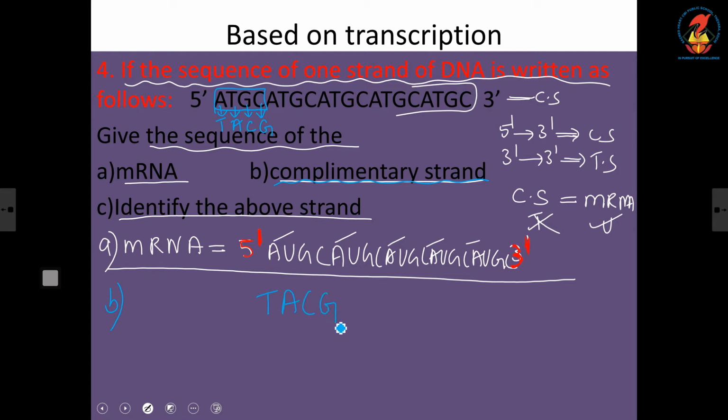So remember the sequence TACG, that 5 times. TACG, TACG, TACG. 1, 2, 3, 4, one more, TACG. Complementary strand. And remember, this complementary strand is running in the 3 prime 5 prime direction. So don't forget the polarity.